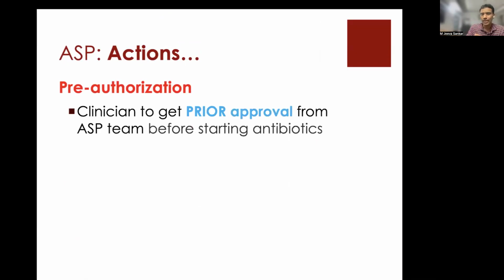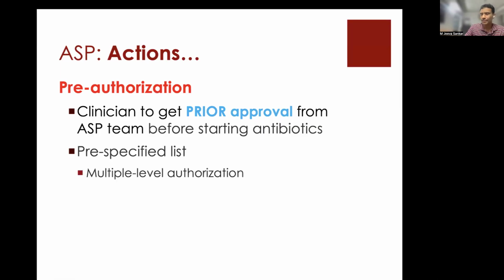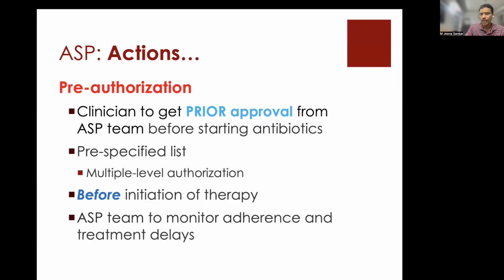So what is pre-authorization? Here, the clinician should get prior approval from the ASP team before starting antibiotics. Whereas in the previous strategy, the audit is done after you start antibiotics. Here, whether it is formulary restriction, which is not possible in most settings in India, or pre-authorization, you get prior approval from the ASP team before starting antibiotics. And this is a pre-specified list with multiple level authorization. I will explain in the subsequent slide. You'll understand better. And of course, this is before initiation of therapy. And the ASP team will just monitor whether you're adhering to this, because once they have given the approval, whether you're adhering to this or not.